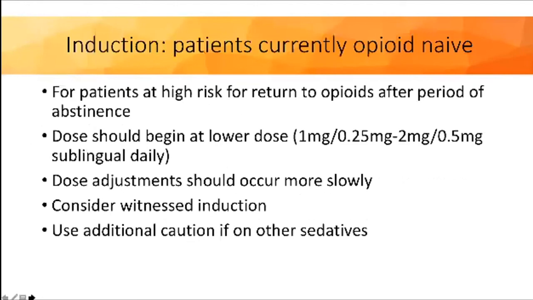For patients at high risk for returning to opioids after a period of abstinence, doses should begin at a lower dose. So you can even give half a tab, so 1 and 0.25 of the buprenorphine naloxone, or 2.5 daily. And these dose adjustments should occur slowly.